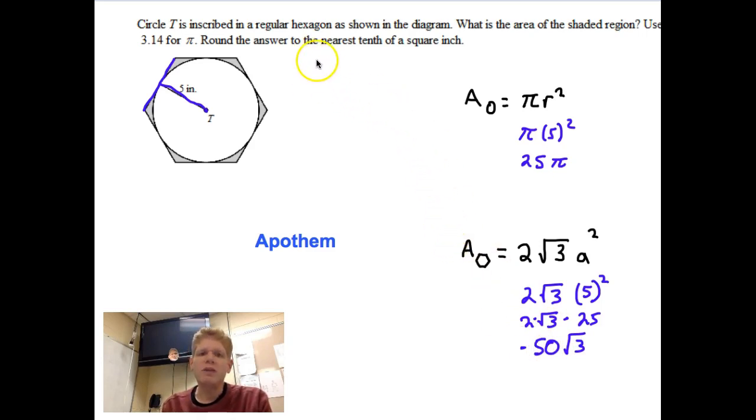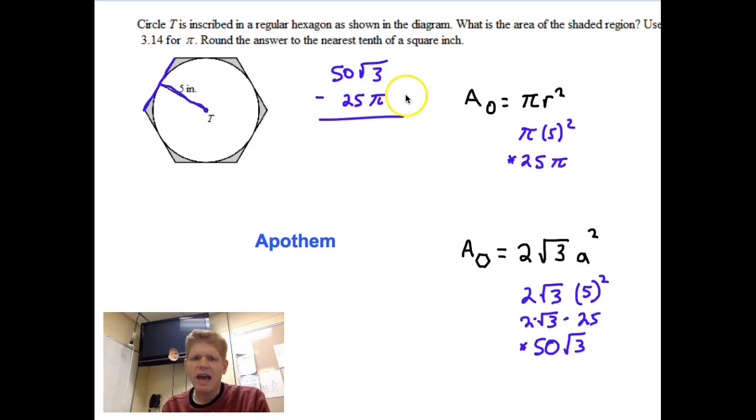And what we need to do is then subtract those two values. And that's not a negative, by the way, that's a star, so we'll star both of those. And what we'll do is we'll take 50 square root of 3, and from that we will subtract 25 pi. You can punch that in your calculator. It's going to give you 86.6. 86.6 rounded, so approximately that.